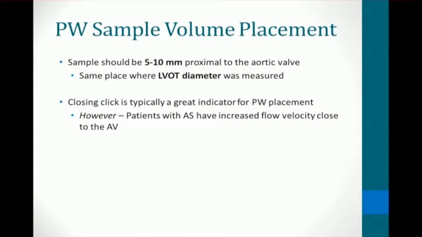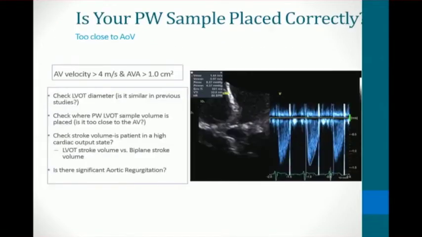So as a guide, it may be helpful to place the sample volume at the aortic valve and move it apically until there is no more aliasing. A great indicator for a good pulse wave sample volume placement is if there is a closing click on the spectral waveform. However, for patients with aortic stenosis, the flow velocities near the aortic valve tend to be increased, so the sample volume may have to be moved slightly more apically to minimize falsely increased flow velocities.